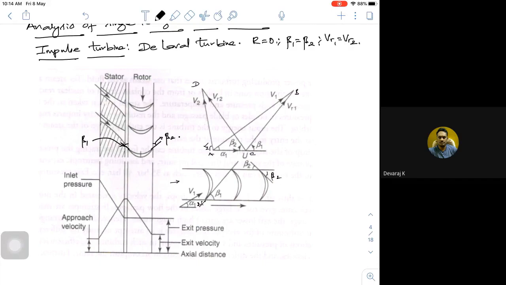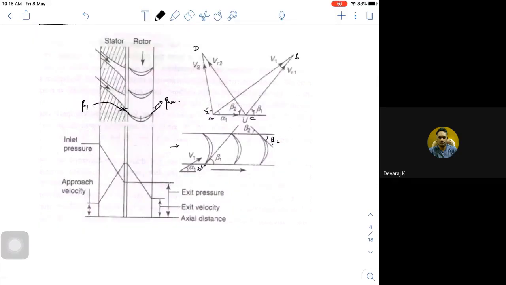The design is such that my degree of reaction R is equal to 0 and the vanes are in the cup shape with equal blade angles. Suppose beta 1 is equal to 30 degrees, beta 2 is also 30 degrees. Then VR1 is equal to VR2. This is only for this kind of D-level turbine. It's an impulse machine. Beta 1 and beta 2 are both the same.